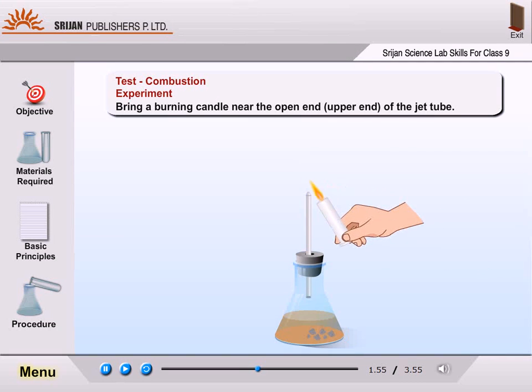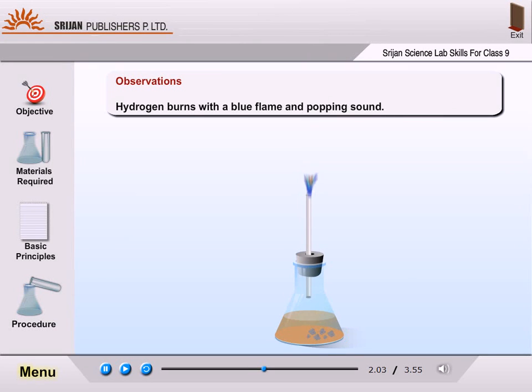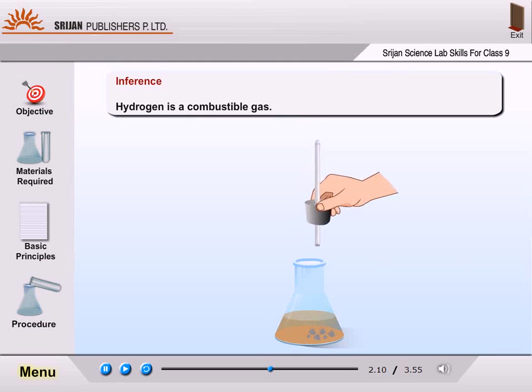Combustion. Bring a burning candle near the open end, upper end of the jet tube. Hydrogen burns with a blue flame and popping sound. Hydrogen is a combustible gas.